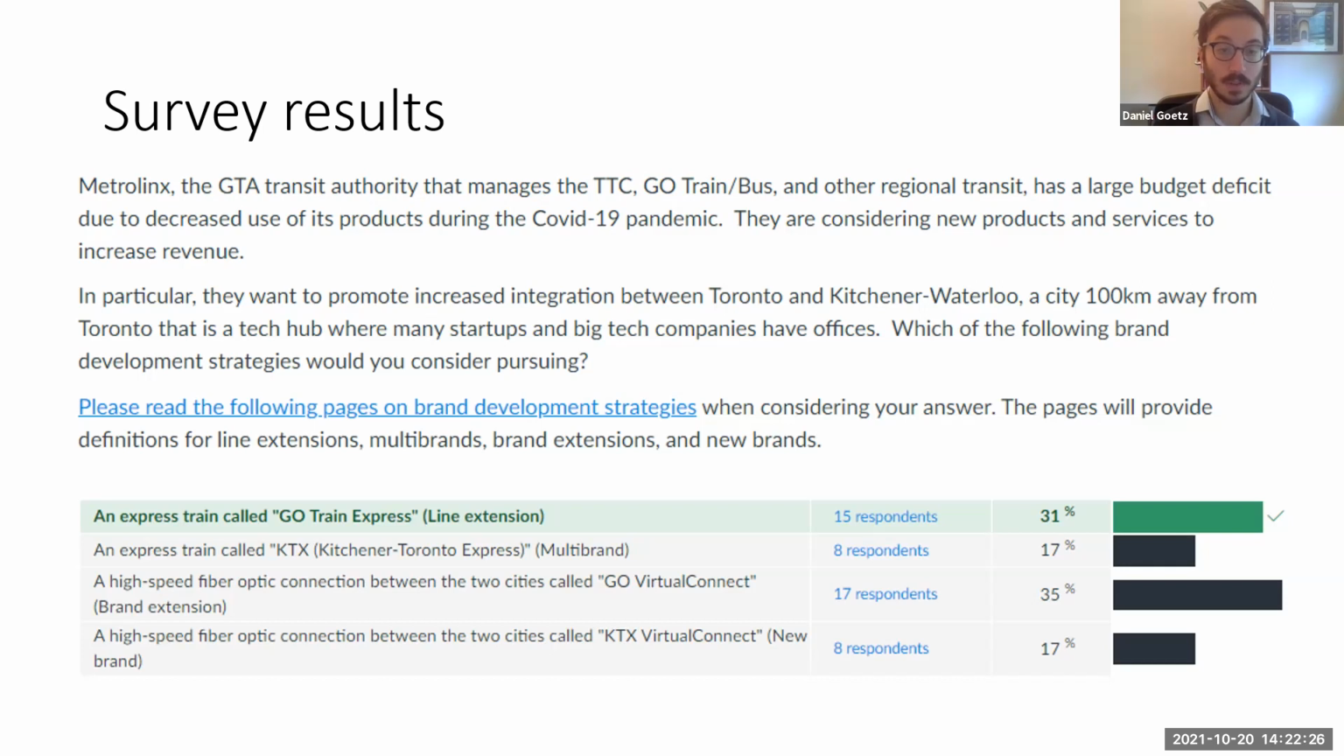All right, so lastly, we come to high-speed fiber optic connection, KTX Virtual Connect. So Shakir writes, yeah, pandemic-related deficit, new products related to transportation doesn't seem like a good idea. Fair enough. Using the Go brand might lead to image confusion of the brand. Okay, so that's something good, that's new. People might get confused if they see something called Go that's internet service. Maybe that will do more harm than good. People will not really know what Go is in the business of anymore.